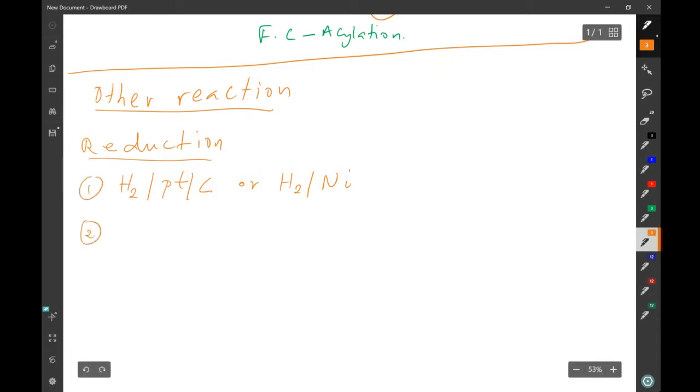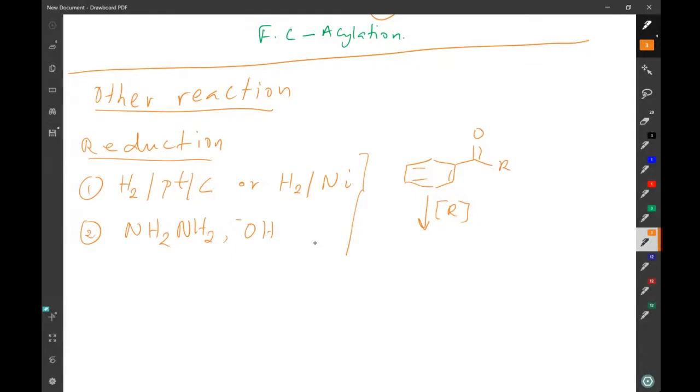The second type of reduction we learned about today in class was the Wolff-Kishner reduction, where you have hydrazine in the presence of a strong base. These are the two types of reduction we've learned in this class. If you have an isolated benzene, for example, and that isolated benzene undergoes a reduction, which I will call R, the R stands for reduction, and that reduction could be using condition one or condition two. So if you subject this acyl benzene to condition one or condition two, you will be able to form an alkylated benzene. Very important to take note.